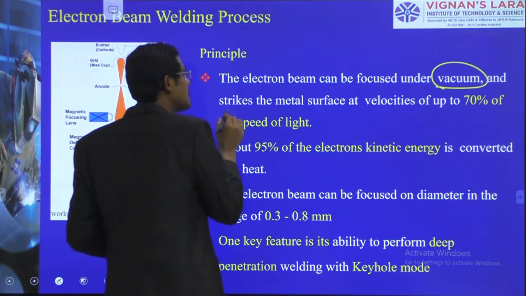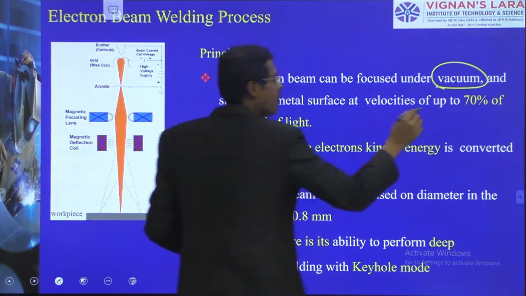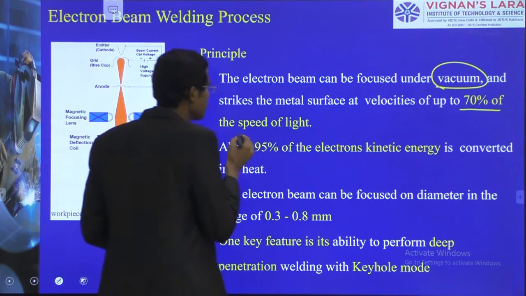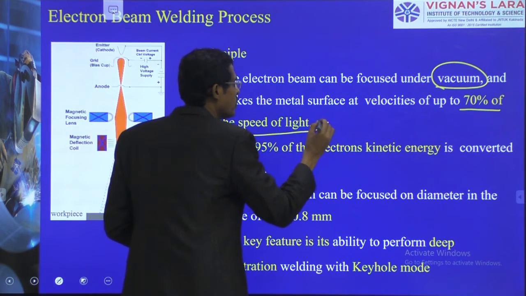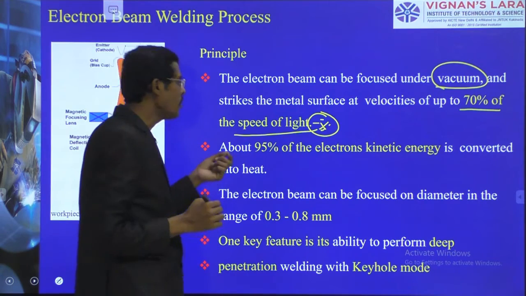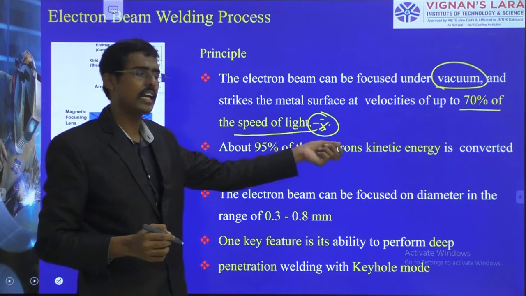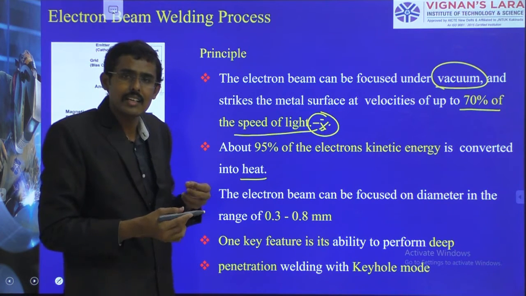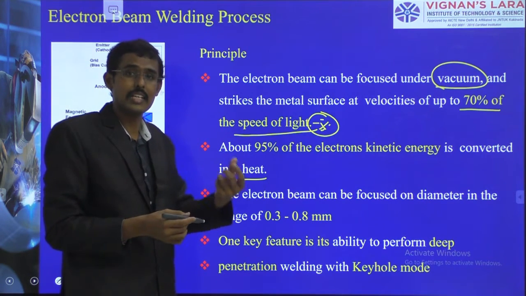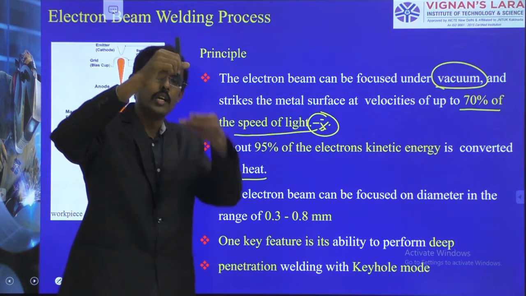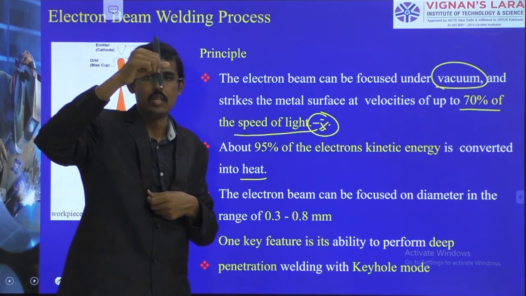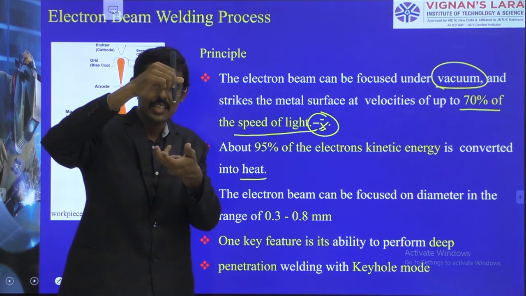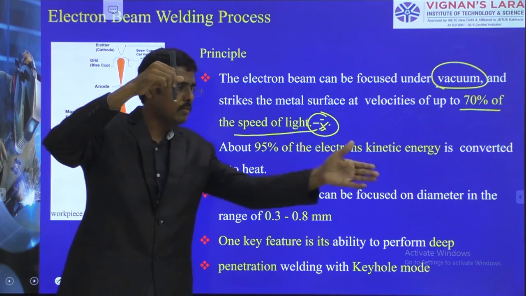The electrons strike the metal surface in vacuum at a velocity up to 70% of the speed of light. Very important point: about 95% of the electron kinetic energy is converted into heat. Whatever electrons are released from the tungsten filament at the cathode come down to the positive side, and they are not at all disturbed by the atmosphere.